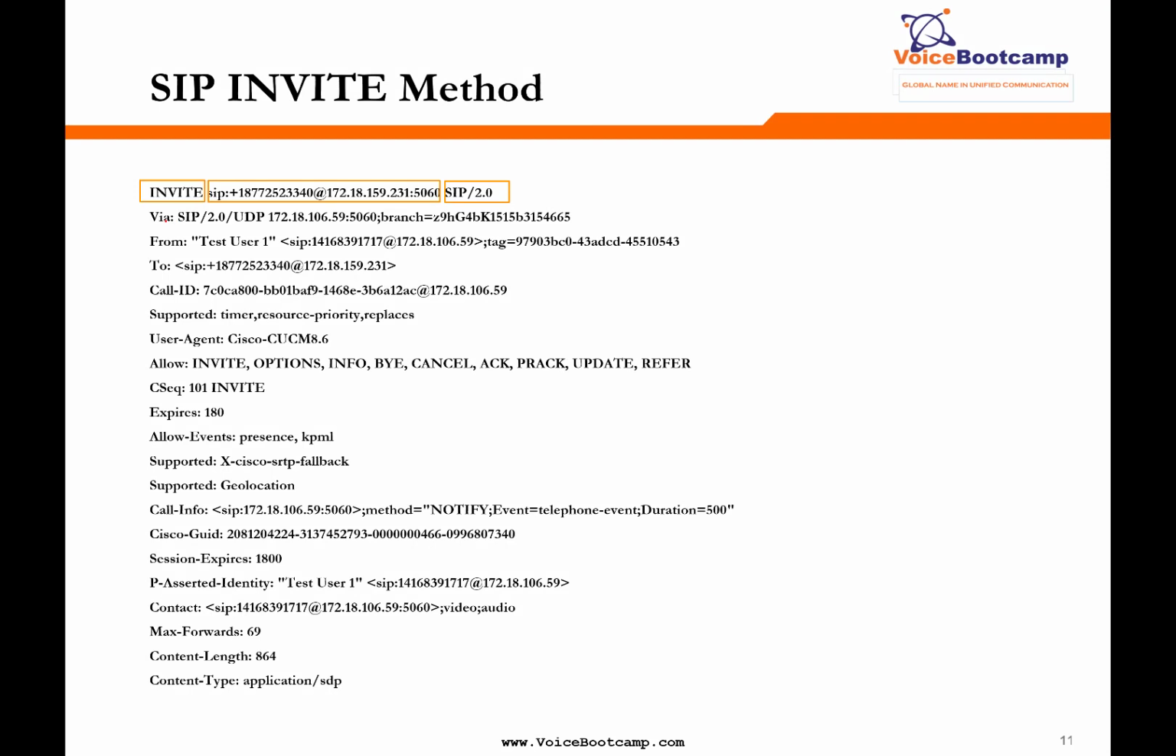So when you pick up a handset or dial a phone number, your handset will send a SIP INVITE message to the next hop. If you look at that trace, you will see that the initial traffic is known as the INVITE message, which is the request, followed by the destination address that you want to reach, known as SIP headers, the phone number that you're trying to reach. In this case, 1-877-252-3340 at the following IP address, followed by the SIP version 2.0.